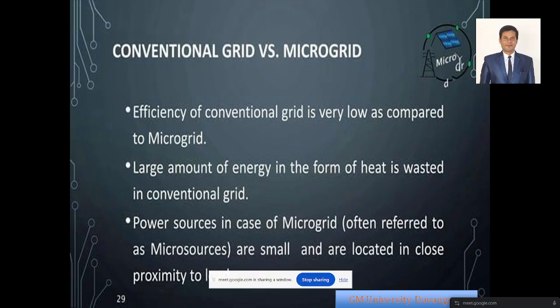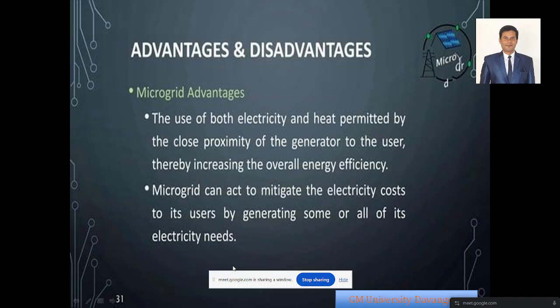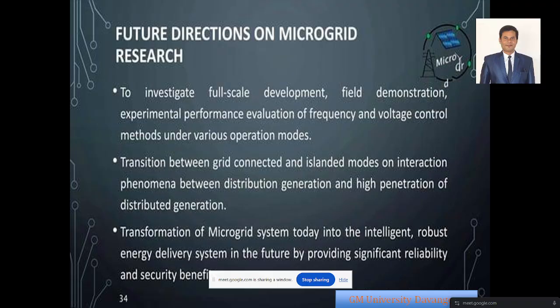You can take a screenshot of this. They have listed the differences between the grid and the microgrid. The benefit of the microgrid is its ability, during a utility grid disturbance, to separate and isolate faulty conditions seamlessly, without interrupting the loads within the microgrid. In the peak load period also, it will try to prevent utility grid failures by reducing the load on the grid. So this is the benefit of microgrids. If you think about the future, a lot of research is needed to reduce the cost of microgrids.